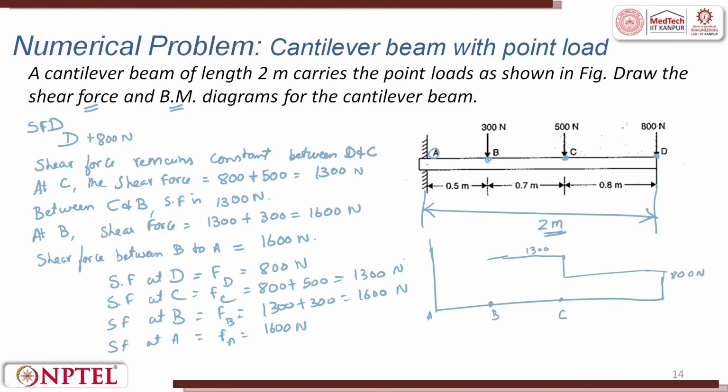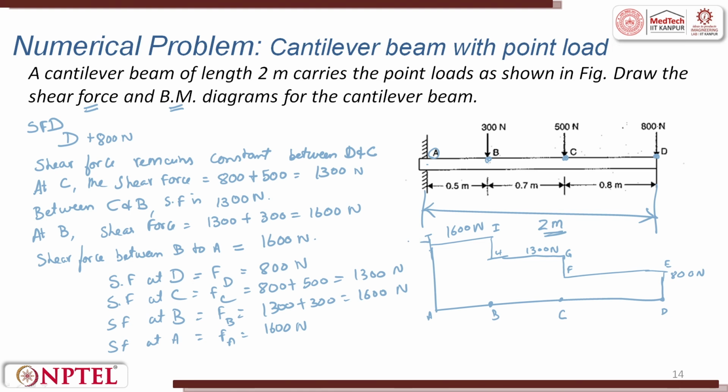From here to here, you will have 1600, right? This is the shear force diagram for the given loads. So, you will have a point E, F, G, H and I, right? If you want, you can put a point J.